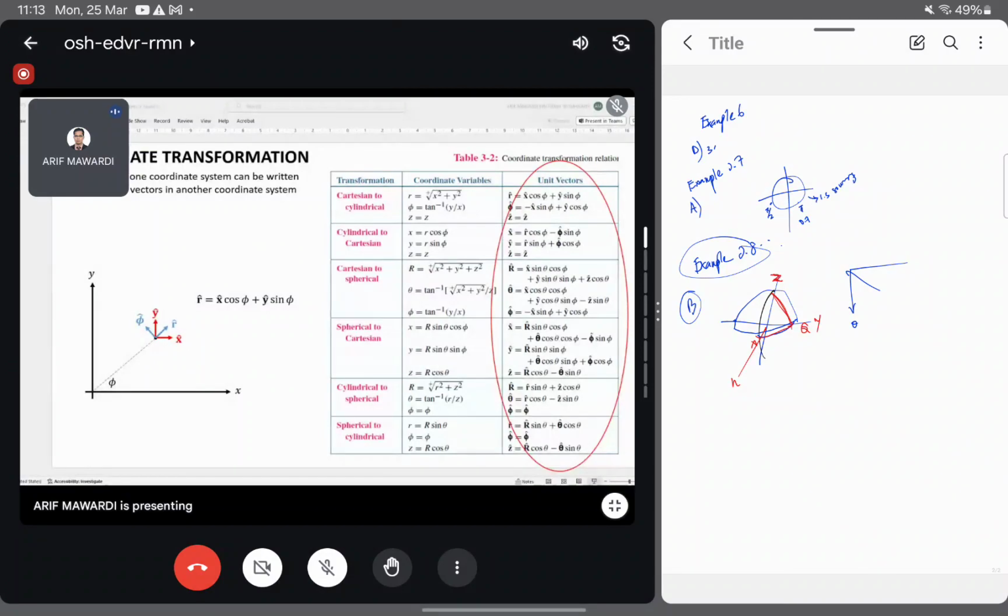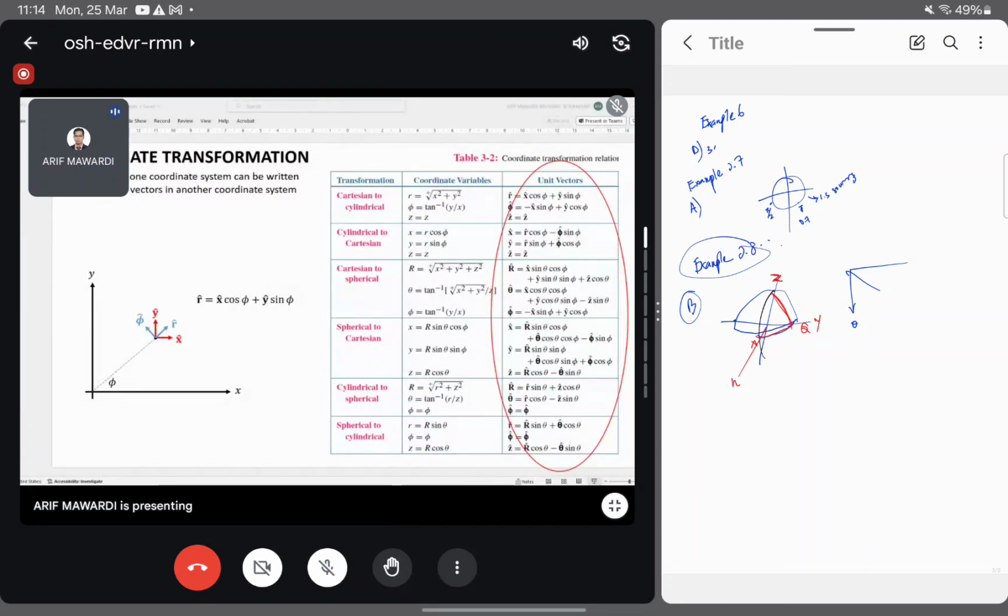So the unit vector for X should be in the direction of increasing X. Therefore, it should be along this direction. And if I were to sketch the unit vector for Y, it should be in the direction of increasing Y. So therefore, it should be along this direction.